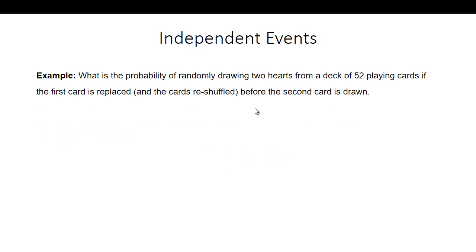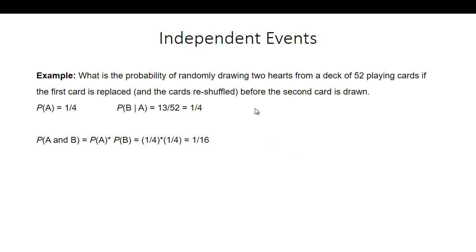What is the probability of randomly drawing 2 hearts from a deck of 52 cards? If the first card is replaced, the cards are reshuffled before the second card is drawn. Well, in this case, the probability of A is 1 over 4, and the probability of B given A is still 1 over 4 because drawing was done with replacement.